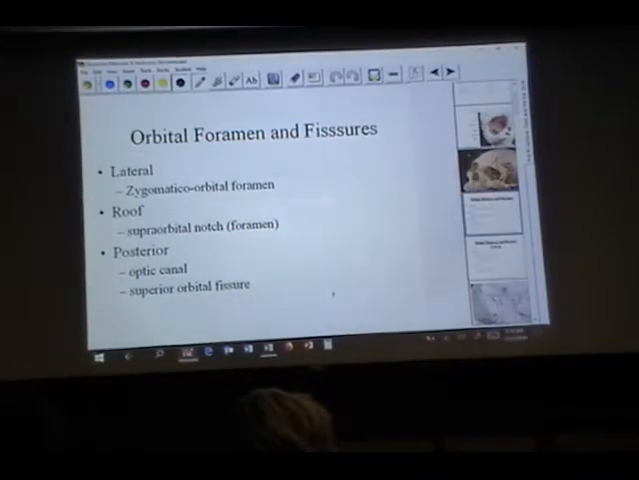So, from the perspective of what's going through these foramina, which is something that you are responsible for, what travels through the inferior orbital fissure? Anything we've talked about in the past? A portion of the deep petrosal nerve. Which nerve? No, deep petrosal.